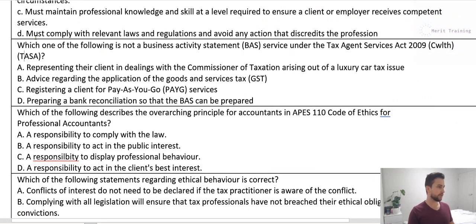Alright, next question. So which one of the following is not a business activity statement service under the Tax Agent Services Act 2009, Commonwealth TASA? A, representing their client in dealings with the Commissioner of Taxation arising out of a luxury car tax issue. B, advice regarding the application of the goods and services tax. C, registering a client for pay-as-you-go services. Or D, preparing a bank reconciliation so that the BAS can be prepared.